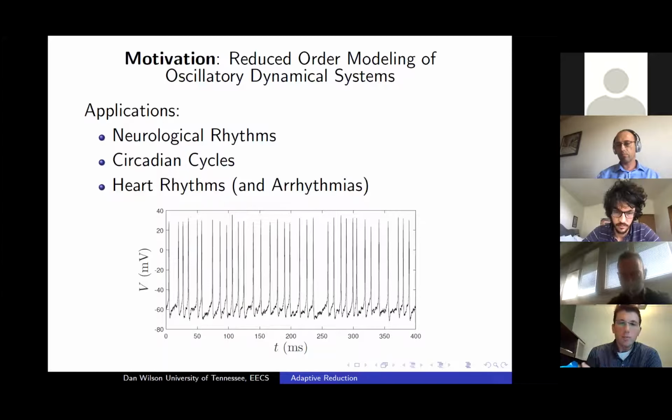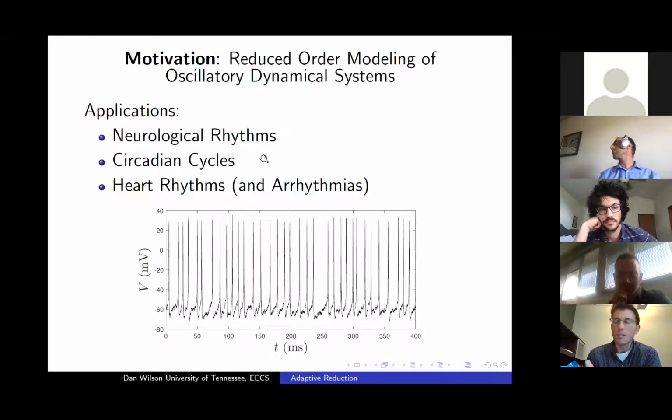So the motivation: we're thinking about studying oscillatory dynamical systems in a reduced order coordinate framework. There are lots of applications in biology where oscillations can emerge. For instance, this is a neuroscience conference, so we see oscillations in neurological rhythms. We also see oscillations in circadian cycles, where there's an approximately 24-hour period of oscillation so that you can entrain to a 24-hour light-dark cycle. You have heart rhythms or arrhythmias, which can have oscillatory behaviors. So just in your mind, you can think about maybe a tonically firing neuron.